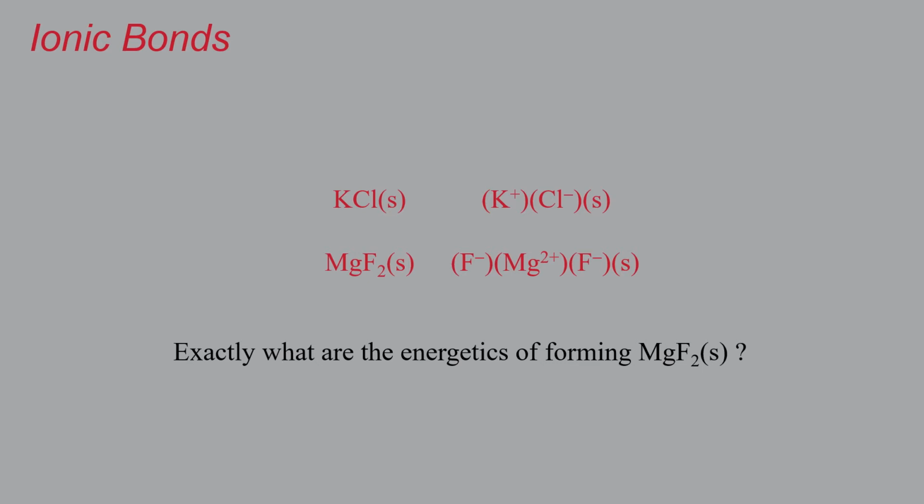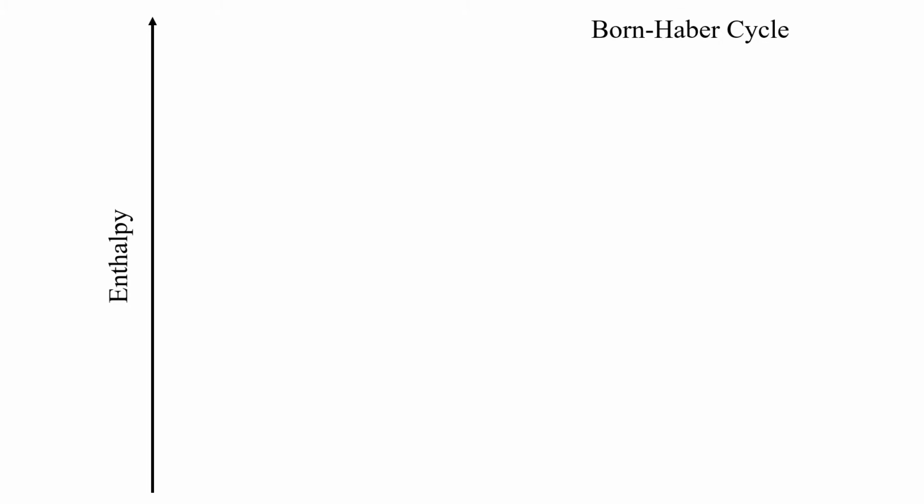All right, let's have at it. All right, what's shown here is something called a Born-Haber cycle. And our x-axis or y-axis here is enthalpy. And we're going to break this down into hypothetical steps.